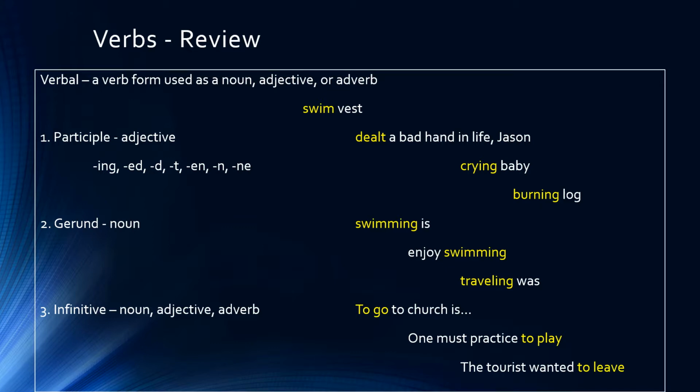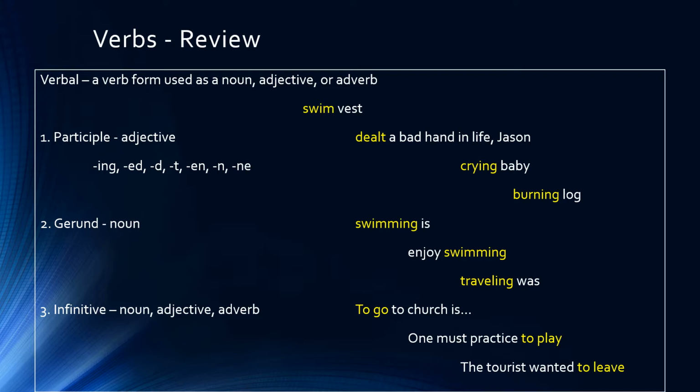Then we considered three verbals. A verbal is a verb form used as a noun, an adjective, or an adverb. Number one, participle, used as an adjective, and it ends in ing, ed, d, t, en, n, or ne. Some examples of participles would be swim vest. Swim is an adjective identifying the vest. Dealt a bad hand in life. Dealt is a participle. Crying baby, an adjective describing baby. Burning log.